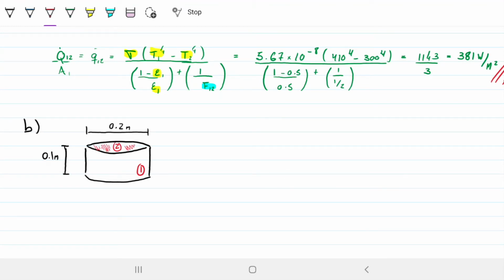This imaginary surface, everything is the same, right? So this is still 410. T infinity is still 300. Those things did not change. What does change is obviously the shape factor, because now this area of the cylinder changed, right? So the area A1 now is different, and the shape factor, we would expect it to be different too.